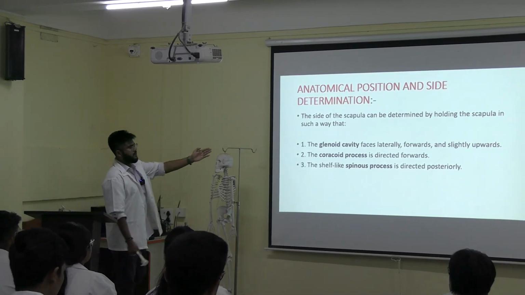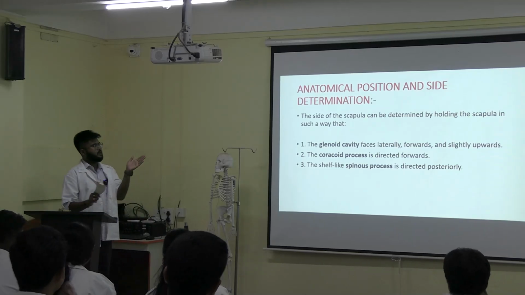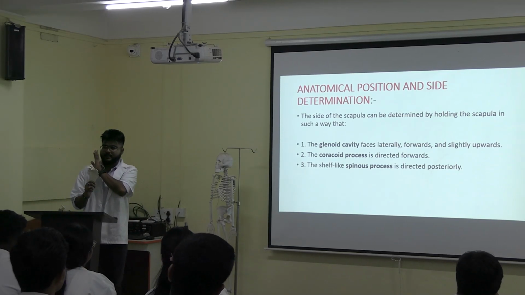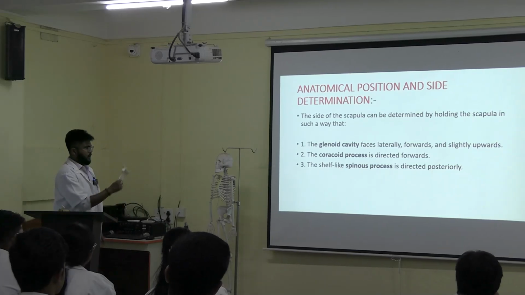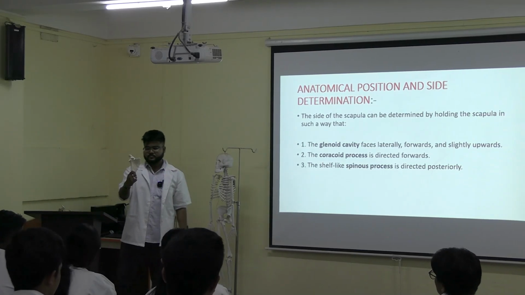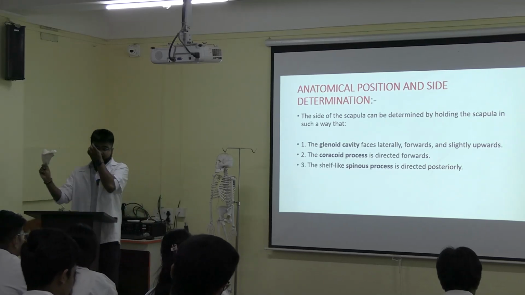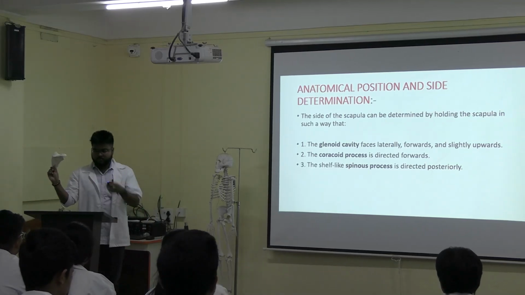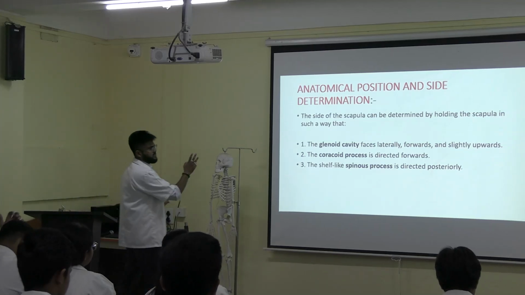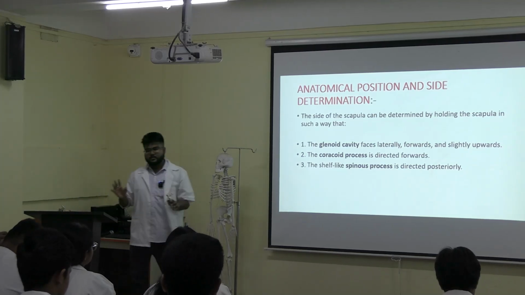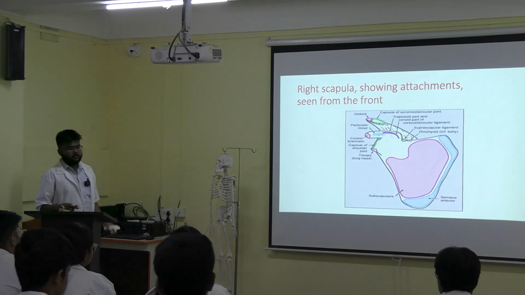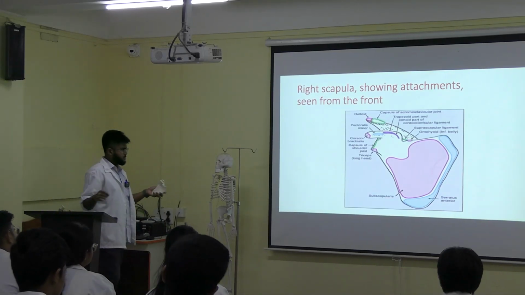First, the glenoid cavity is present laterally, forward or upward. Just remember that the glenoid cavity is present laterally. Your coracoid process is present forwardly. And the spinous process is present posteriorly. So remember these 3 points. These 3 points are very important. Next, the muscle attachments. One by one, see.